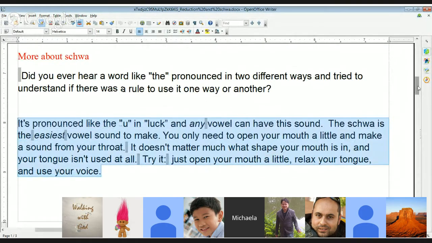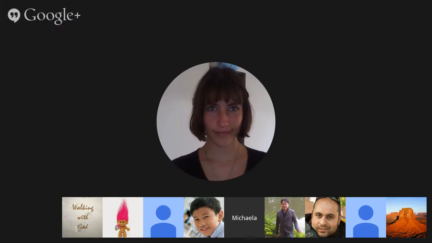It's pronounced like the U in luck, and any vowel can have this sound. The schwa is the easiest vowel sound to make. You only need to open your mouth a little and make a sound from your throat. It doesn't matter much what shape your mouth is in, and your tongue isn't used at all. Try it. Just open your mouth a little, relax your tongue, and use your voice.